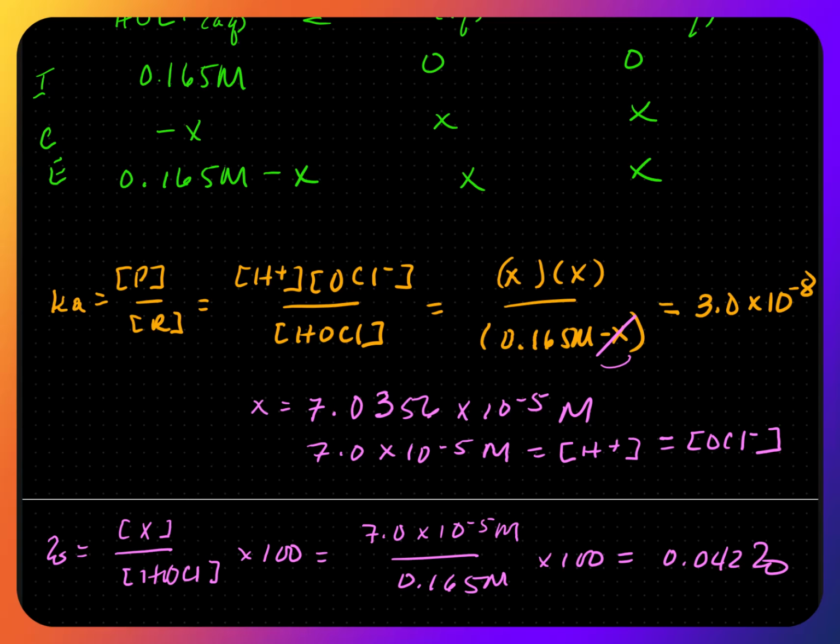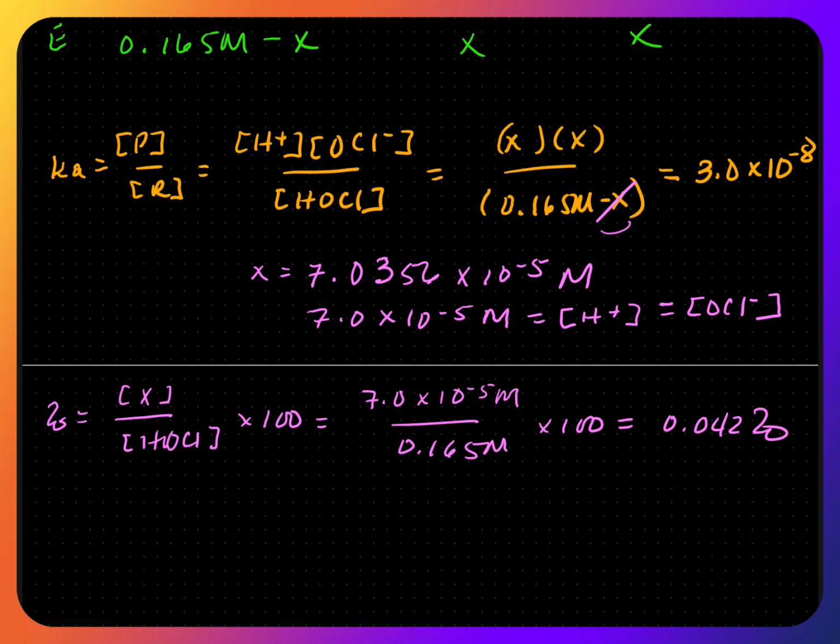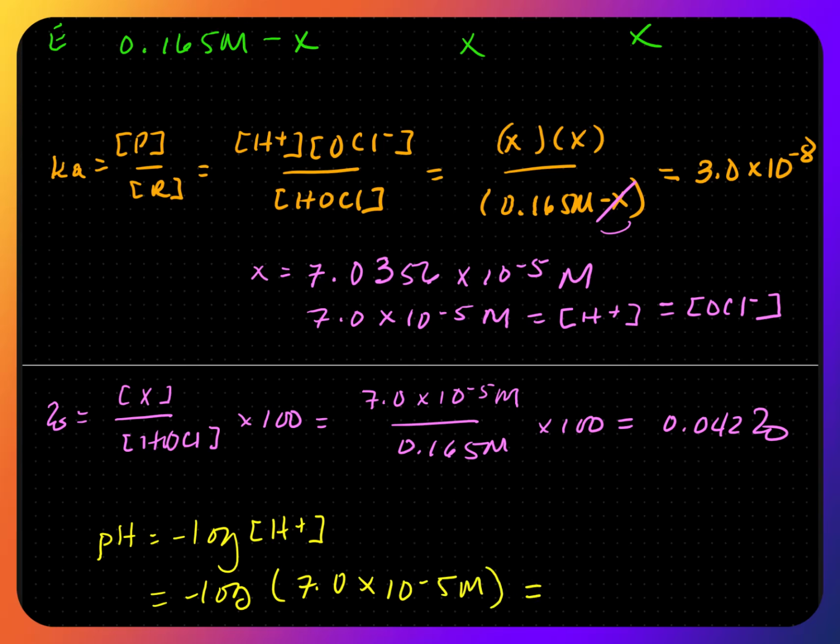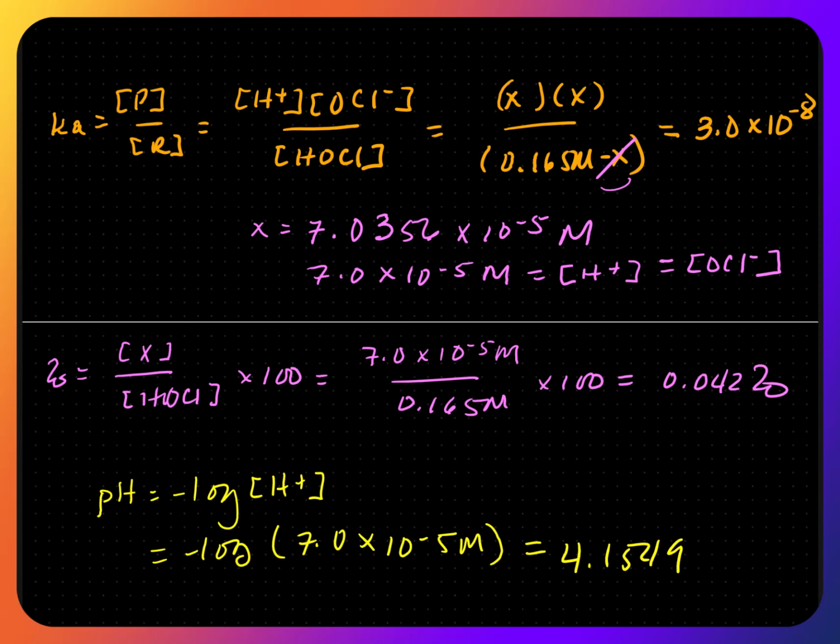Now we need to calculate the pH. pH is equal to the negative log of H+, which is equal to the negative log of 7.0 times 10 to the negative 5th molar. This is equal to 4.1549. Sig figs for pH start after the decimal. There are 2 sig figs, so it's going to be 4.15.